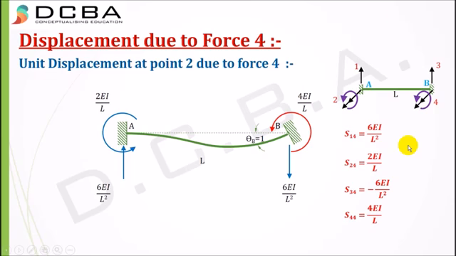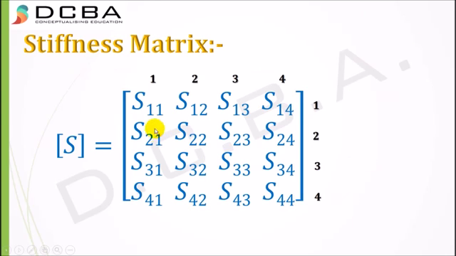And the last element S44 is force or reaction number 4 due to force 4, and S44 is 4 EI by L. It should be an anti-clockwise moment, and it is positive as it is an anti-clockwise moment, 4 EI by L. Okay, this is our fourth and last column of our matrix, and we'll put all the elements now in the matrix form. That is S11, S12, S13, S14, S21, S22, S23, S24, S31, S32, S33, S34, S41, S42, S43, S44. You can write these numbers up and on the right side for your reference.